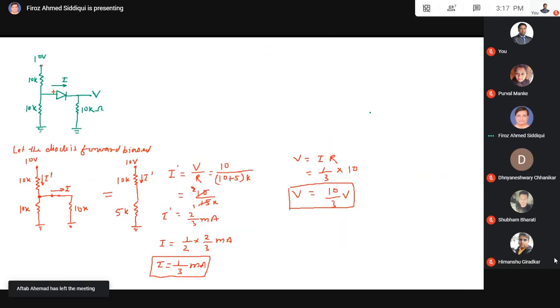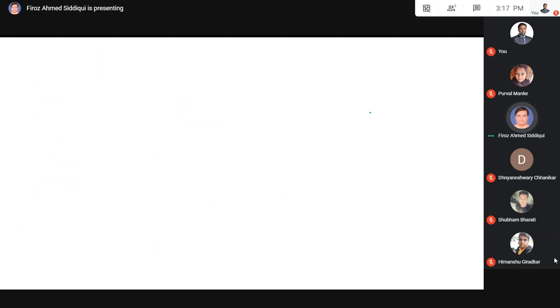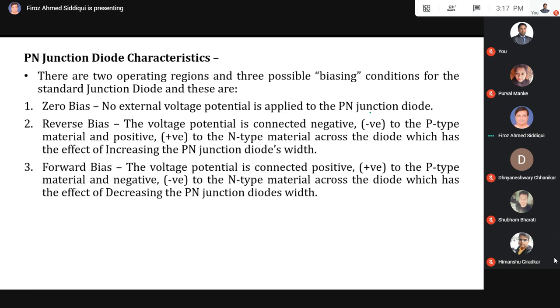So these are some basics of the diode. Let us move forward. ये हम ऑलरेडी देख चुके हैं. 3 टाइप के बायसिंग्स होती है. जीरो बायस, दैट मीन्स नो एक्सटर्नल वोल्टेज और पोटेंशियल इज अप्लाइड अक्रॉस द पीएन जंक्शन. रिवर्स बायस क्या होता है आपको पता है. फॉरवर्ड बायस क्या होता है वो भी आपको पता है. तो ज्यादातर we will deal with these two, that is reverse bias and forward bias conditions of the diode.